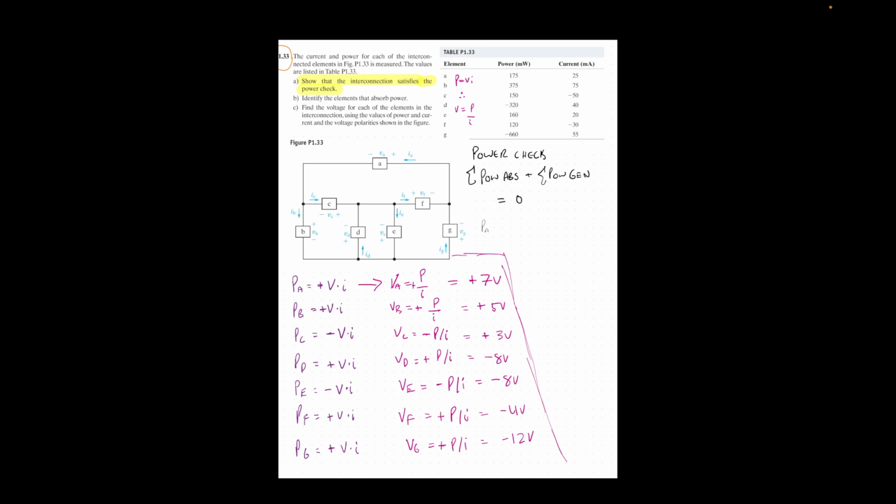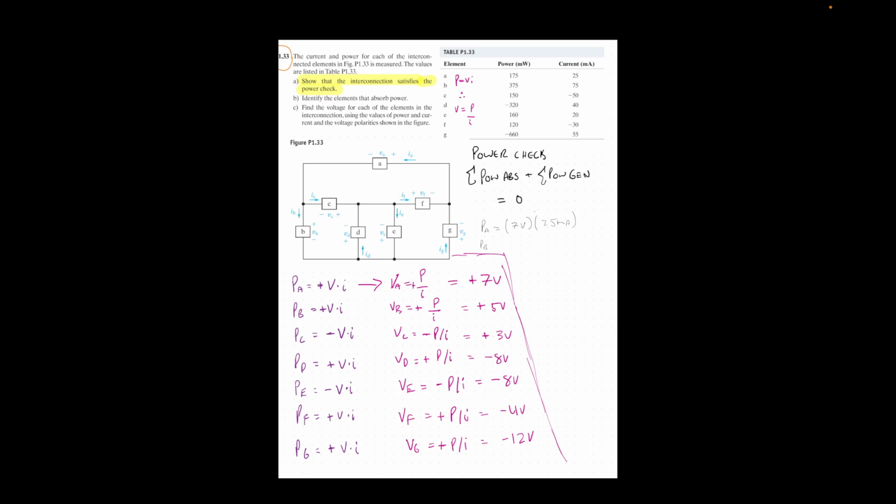Now, my power for A is going to be positive VI, and units are super important. Like I said before, I wasn't paying attention to units simply because we were dividing and the units cancel out. In this case, I have to be super careful because they are not going to cancel out. My power A is going to be my VA, which is 7 volt, multiplied by the current, which is 25 milliamp. So that's going to be 25 times 10 to the negative 3.